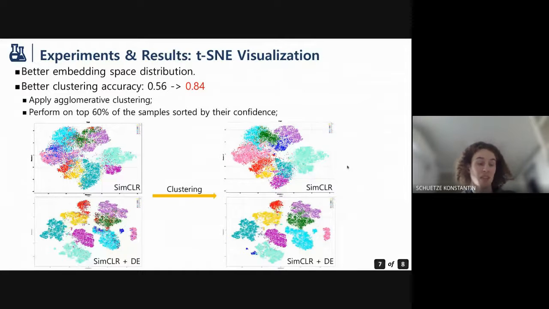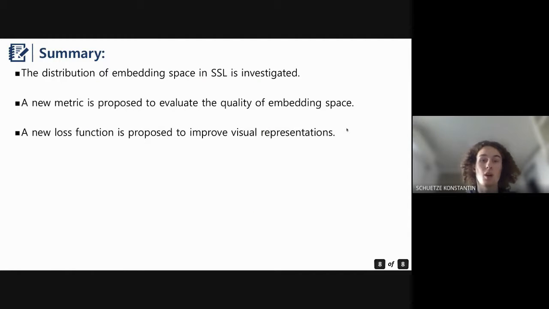Having a better embedding space also means that we improve the results when performing clustering, as shown in the t-SNE plots below. So to sum up, we investigated a problem with the embedding space in self-supervised learning, have added a new metric to quantify how well this problem is solved, and show a new loss which can tackle this problem.